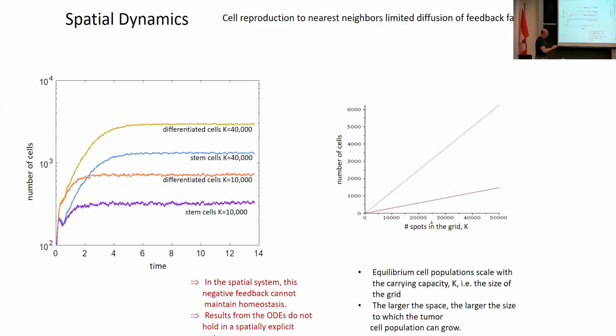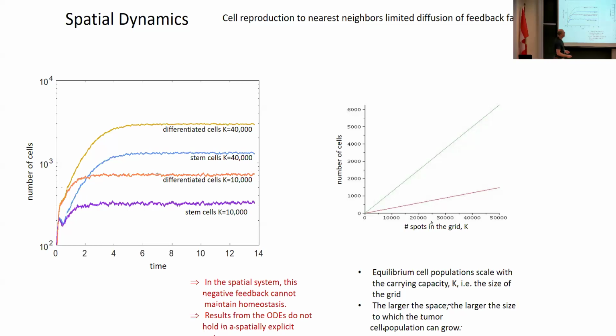We can increase the size of the grid, right? The size of the grid is the maximum population size that can be achieved in this spatial model. And so we can increase the size of this grid. So we start, this K is the carrying capacity. Let's say this is 10,000 here. This is the number of stem cells that you get. This is the number of differentiated cells you get. Now you increase that carrying capacity, you expand the grid, make it bigger, you get a larger number of cells. So it doesn't really lead to homeostasis anymore in the spatial model.